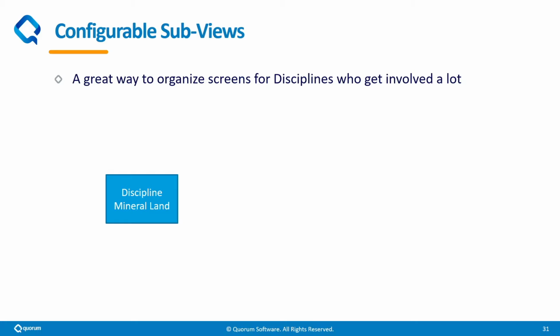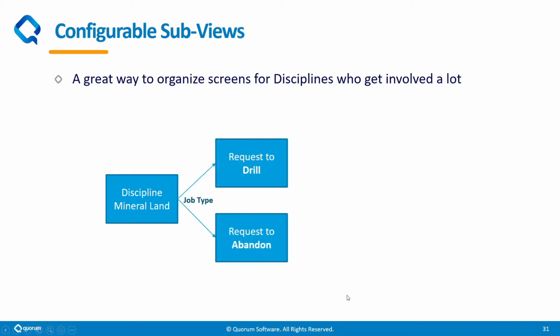In this example, we're going to look at a common problem companies face when they have a discipline like mineral land here, who gets involved with lots of different activities and has to complete a different set of fields, which could depend on the type of job, such as drilling or abandonment, workover, the location, whether it's crown, freehold, operated or non-operated. In our example here, our mineral land team has a different set of fields depending on if the job type is drilling or the job type is abandonment.